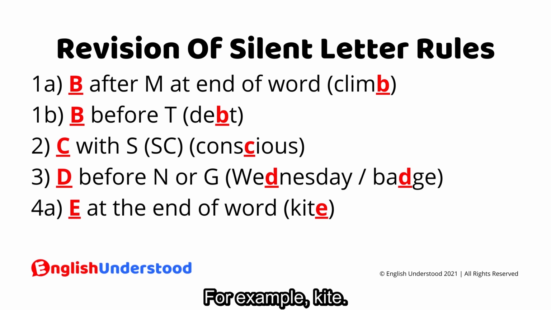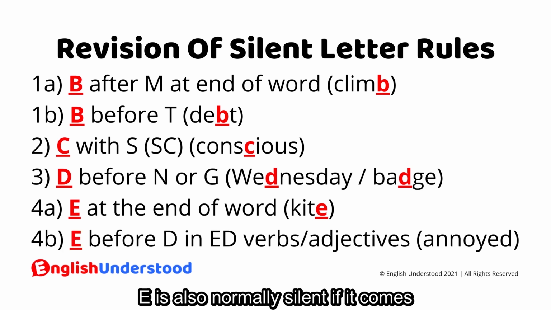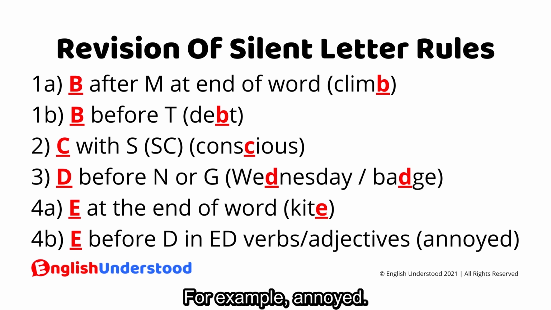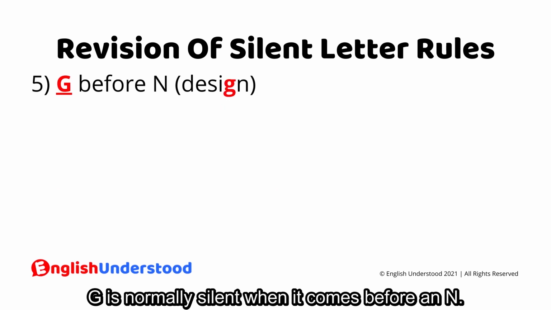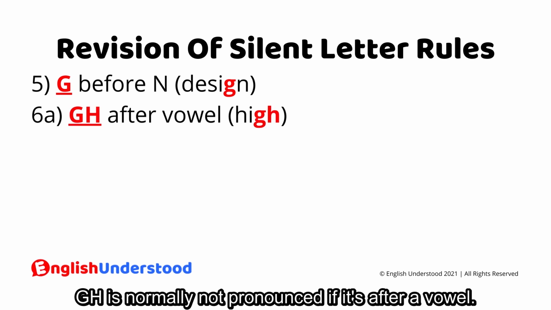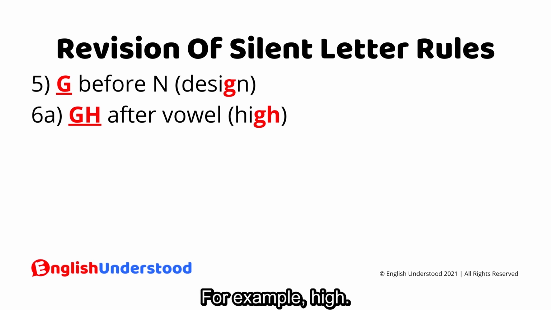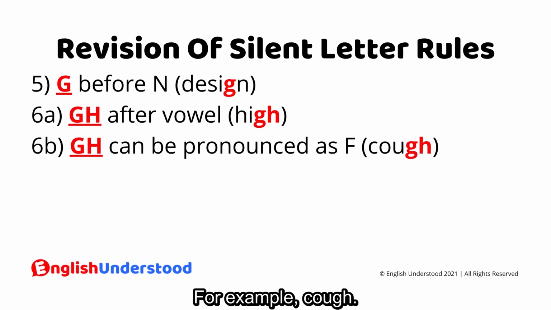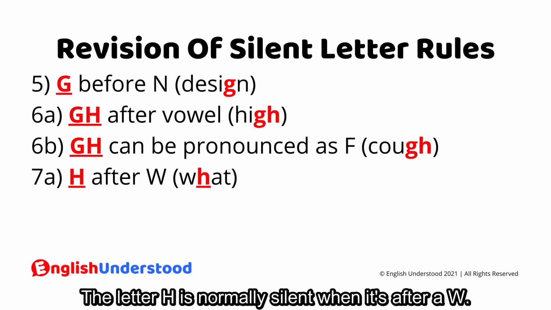The letter E is normally silent if it comes at the end of a word. For example, kite. E is also normally silent if it comes before a D with ed verbs or adjectives. For example, annoyed. G is normally silent when it comes before an N. For example, design. GH is normally not pronounced if it's after a vowel. For example, high. GH is also sometimes pronounced as an F sound. For example, cough.